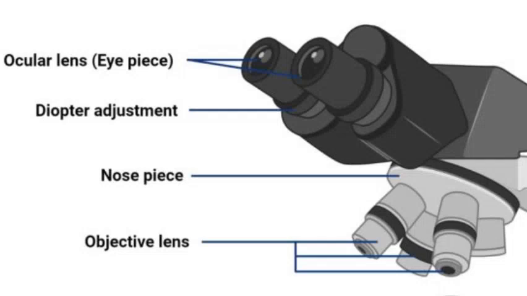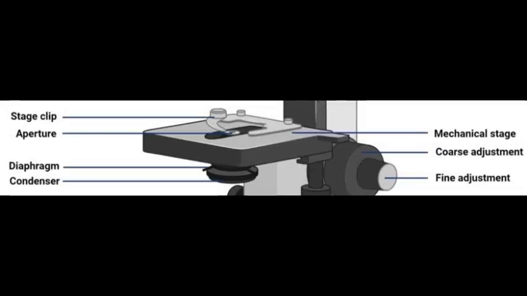Next, we also have the diopter adjustment, which is used to adjust and set the binoculars. And the nose piece, which holds all the objective lenses and can revolve. And we also have the objective lenses. They are basically the lenses that are closest to the specimen that range in power from 4 times to 100 times magnification. Mechanical stage, the flat platform where a slide is placed. Stage clips, metal clips that hold the slide in place. And aperture, the hole that allows light to come through.